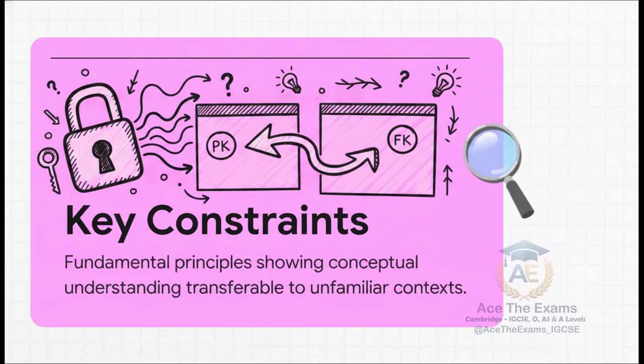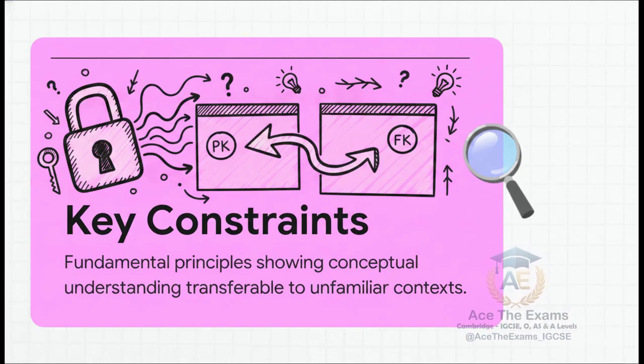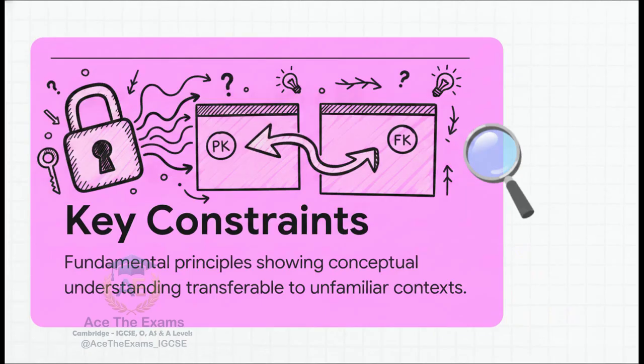So if we apply our PEEL framework here, think about how this works. Your point is that the foreign key maintains referential integrity. Your evidence is the specific SQL syntax references. Your explanation is that it prevents a rogue user from inserting a record with a department ID that doesn't actually exist in the parent table.